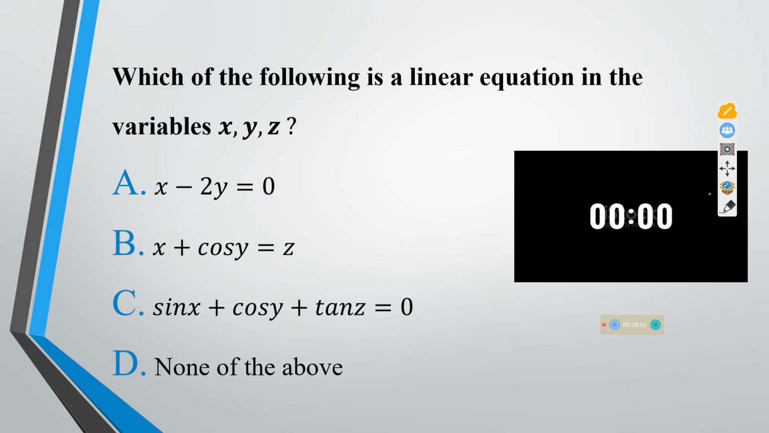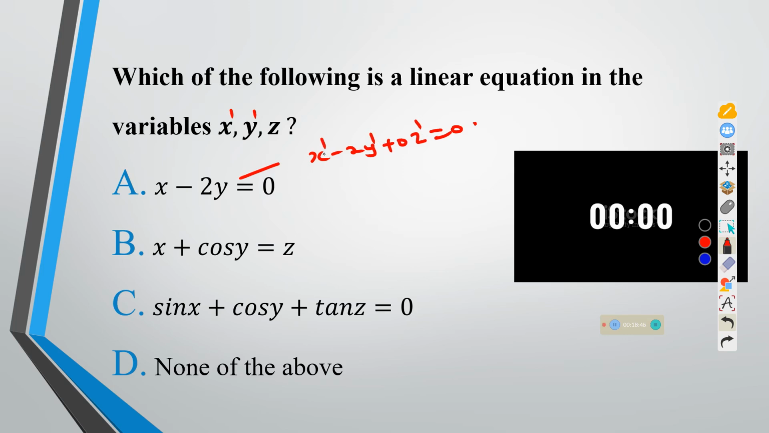Okay, let us look at the solution. We are talking about a linear equation in the variables x, y, and z. In a linear equation, the variables are supposed to have a maximum power of 1. So this equation can be written as x minus 2y plus 0z equals 0. It means here the powers for x, y, and z are 1. And for that case, this qualifies to be called a linear equation.